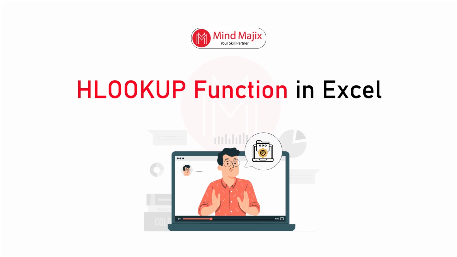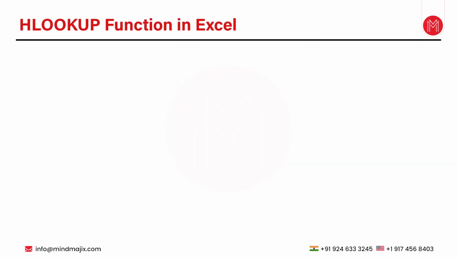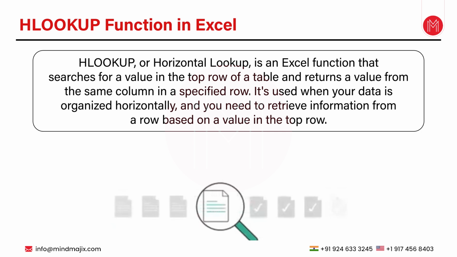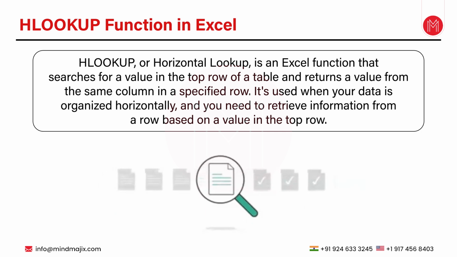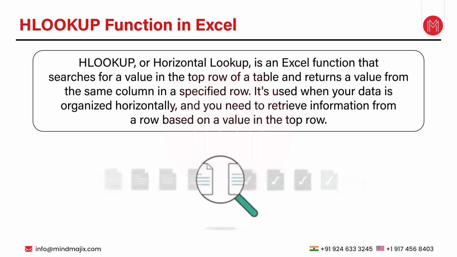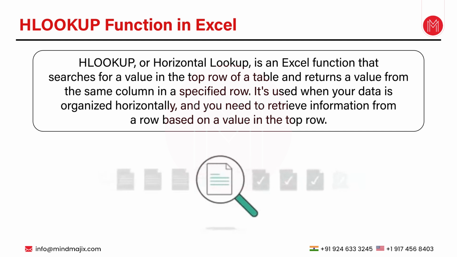Now without further delay, let's get started with the HLOOKUP function in Excel. So what exactly is this horizontal lookup function in Excel? The horizontal lookup, or the HLOOKUP, is an Excel function that searches for a value in the top row of a data table and returns a value from the same column in a specified row. It's usually used when your data is organized horizontally and you need to retrieve information from a row based on a value in the top row.